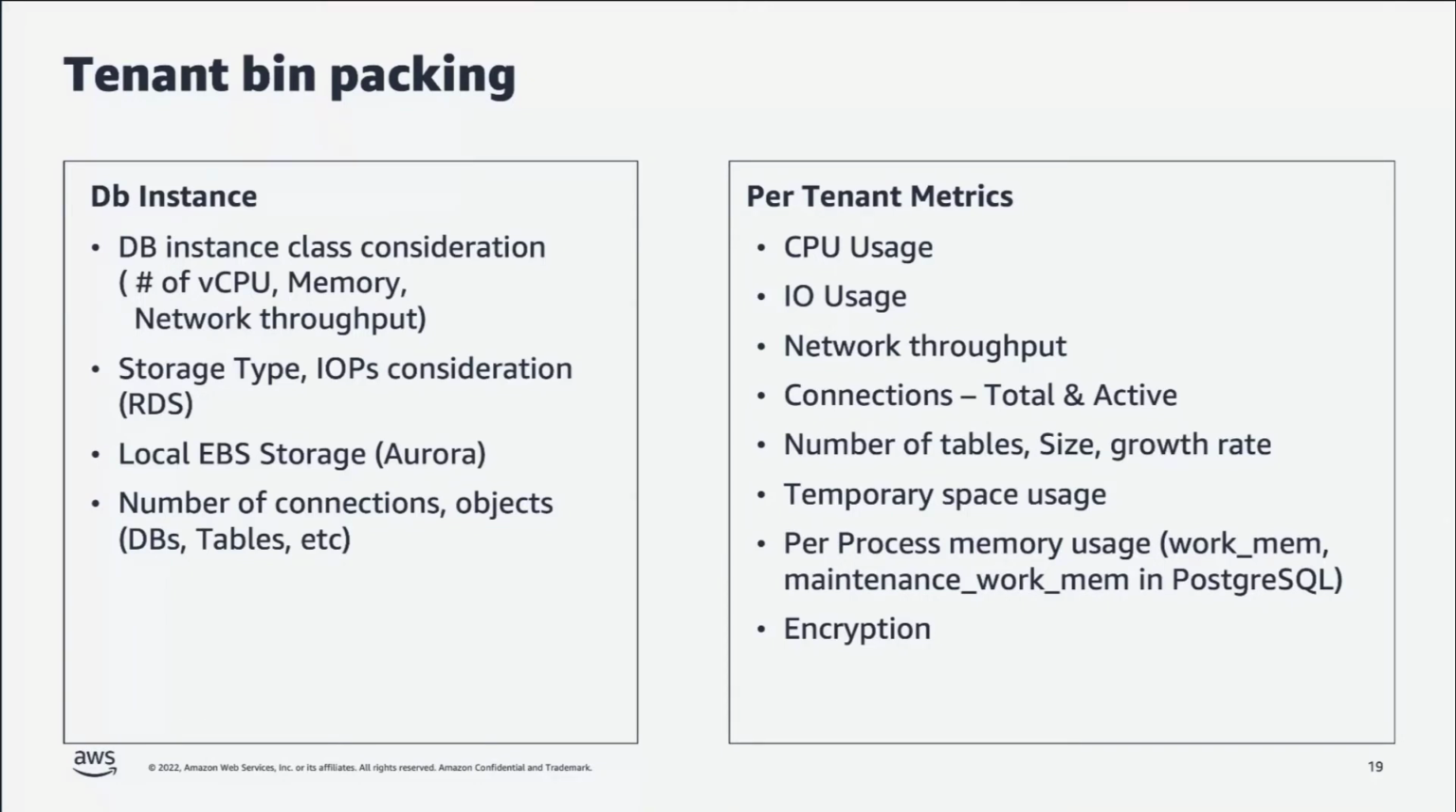And as for tenant onboarding, you will need to look into the tenant's estimated CPU utilization, IO usage, network throughput, number of connections, number of tables and their size, estimated growth rate, and of course the temporary space usage for sort operations or for hash joins, for example. And most importantly, the tenant's per process memory usage. And they all drive, right?